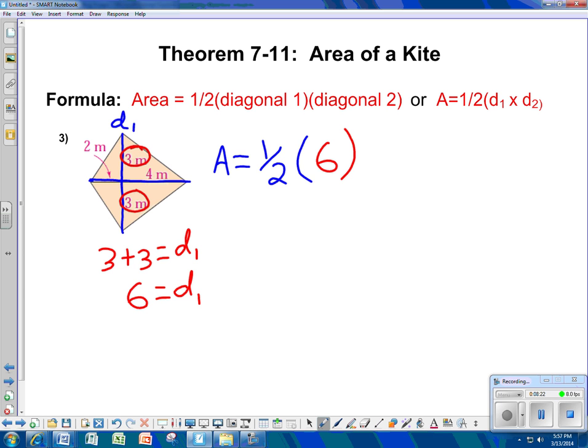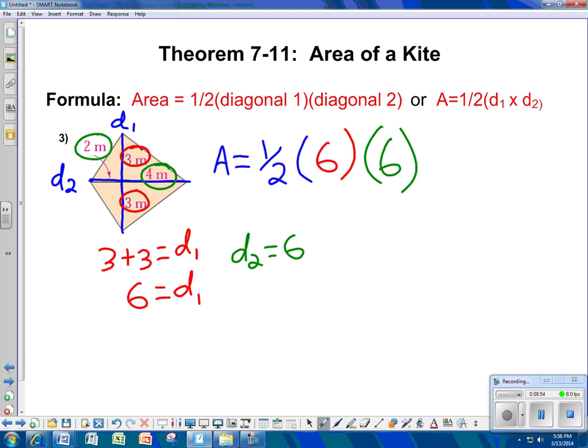And diagonal 2, we're going to go ahead and call the horizontal diagonal. Again, it doesn't matter which one I call diagonal 1 and 2. We're going to do the same thing here. We're going to add the two values together. In this case, it's just 2 and 4. And it's just a coincidence that diagonal 2 does equal the same thing as diagonal 1. It doesn't always work out that way, but it did in our example.